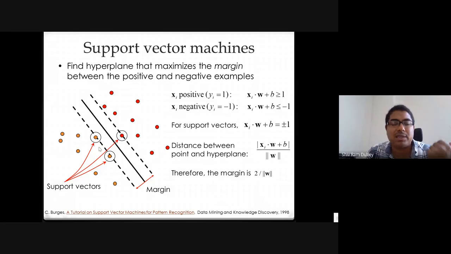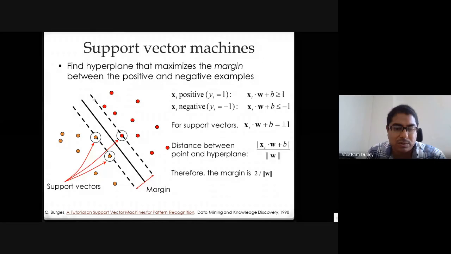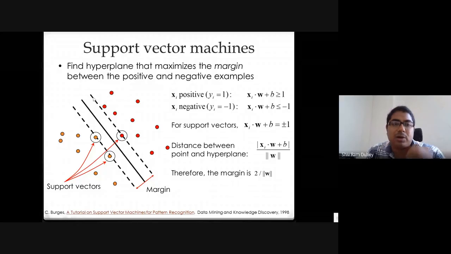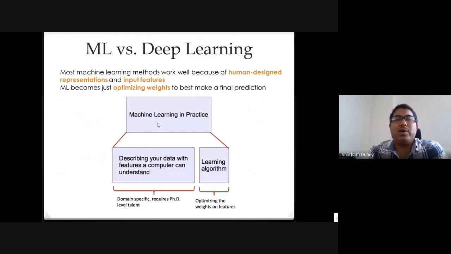Support vectors are those points which lie on this upper and lower hyperplanes. We are not going to discuss support vector machine in depth, but if someone is interested, you can explore it further. So now let's have a look at ML versus deep learning.